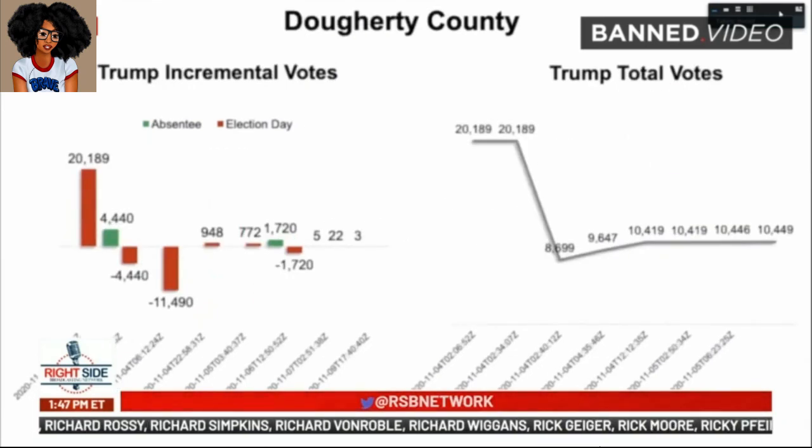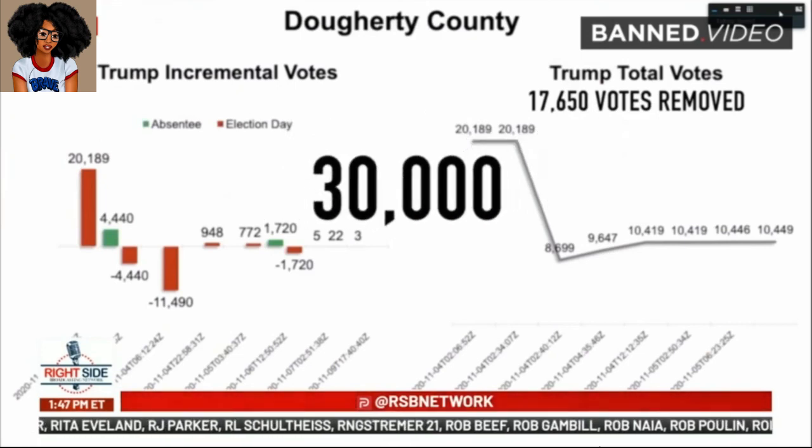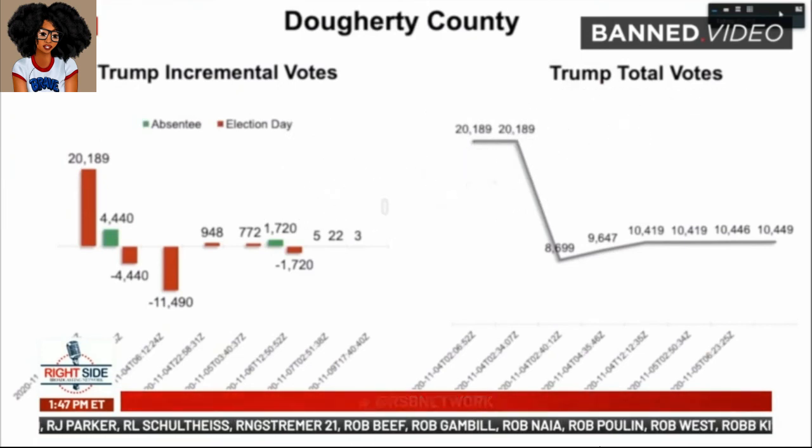Unbeknownst to the general public, votes for Donald Trump were being switched and removed from his total, which often coincided with other precinct updates that simultaneously offset deductions so that they appeared to remain neutral to outside observers. Across the three counties of Dodge, Daughtry, and Putnam, Trump has over 30,000 votes that simply disappear.